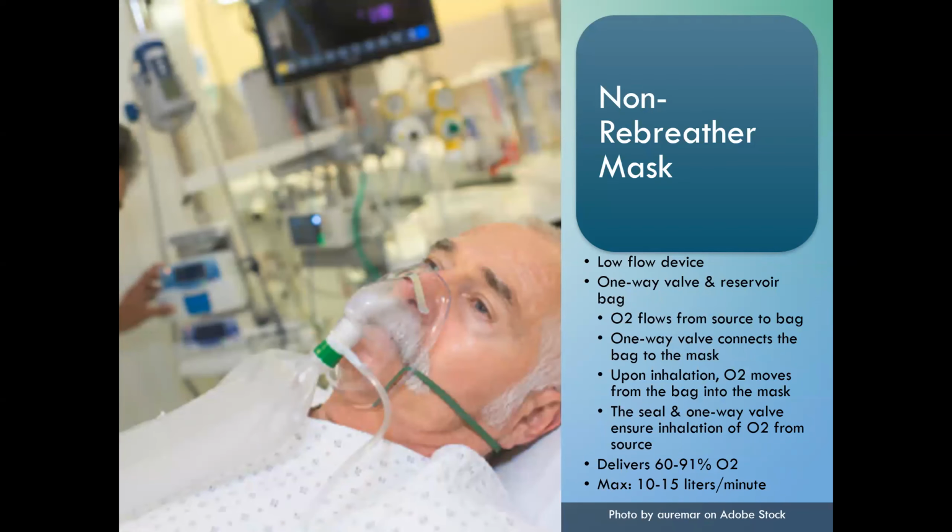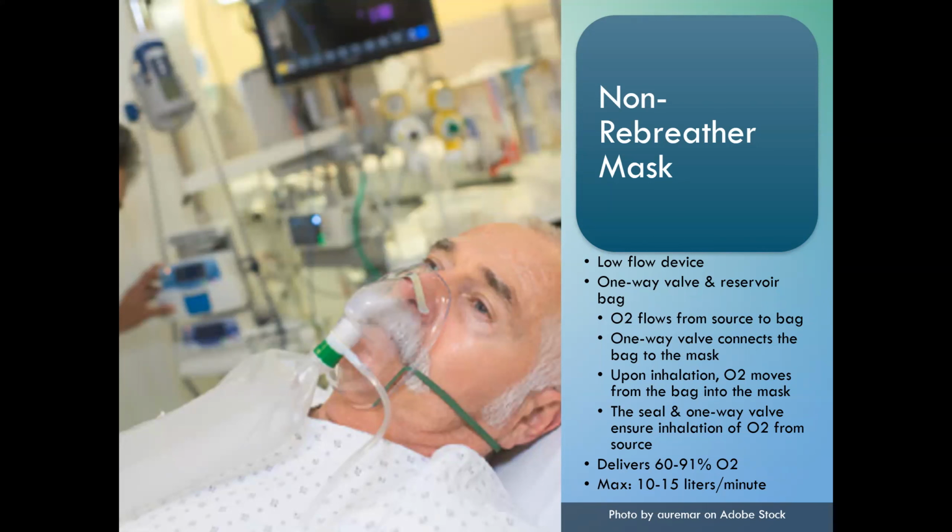All right, the non-rebreather mask is another device that covers the nose and the mouth. This one's also considered a low flow device, but it's a little bit more complex of a system than just a simple mask. The non-rebreather has a reservoir bag attached to the mask. It's attached with a one-way valve. So the oxygen flows from the source. So if it's hooked up to an oxygen tank, or if you're at a medical facility, like inpatient or rehab, it's usually coming from the wall. Anyway, the oxygen flows from the source into that reservoir bag.